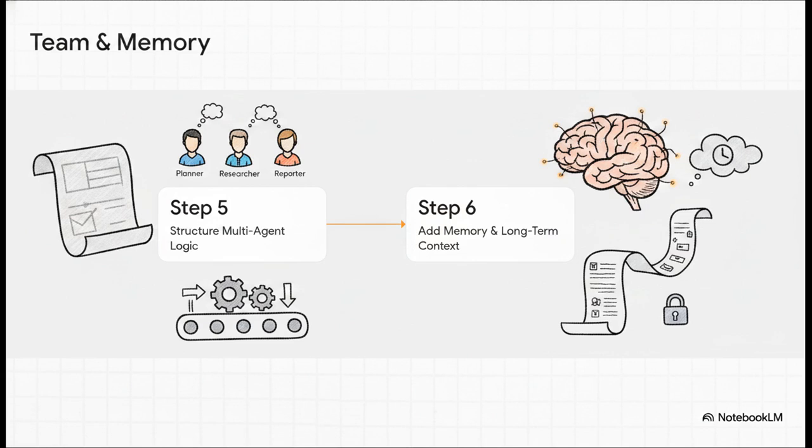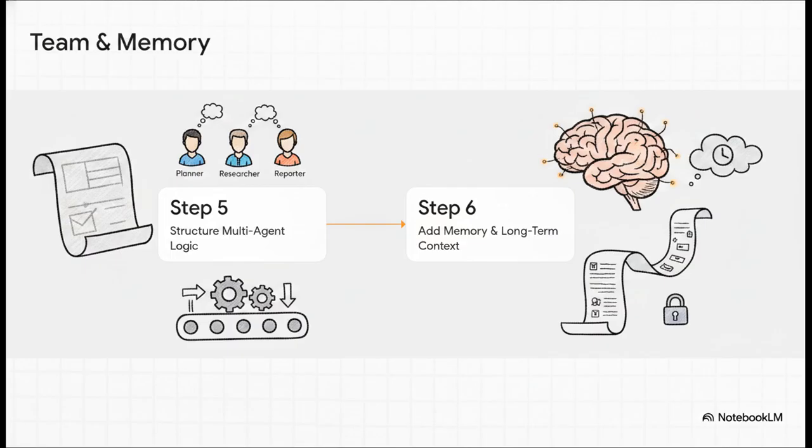Step 5 is structuring multi-agent logic. If your task is super complex, you break it down and assign it to a team, acting almost like a digital assembly line. You might create specific roles, like a planner agent, a researcher, and a reporter. Each one has its own specific input and output schema, smoothly passing the work down the line.